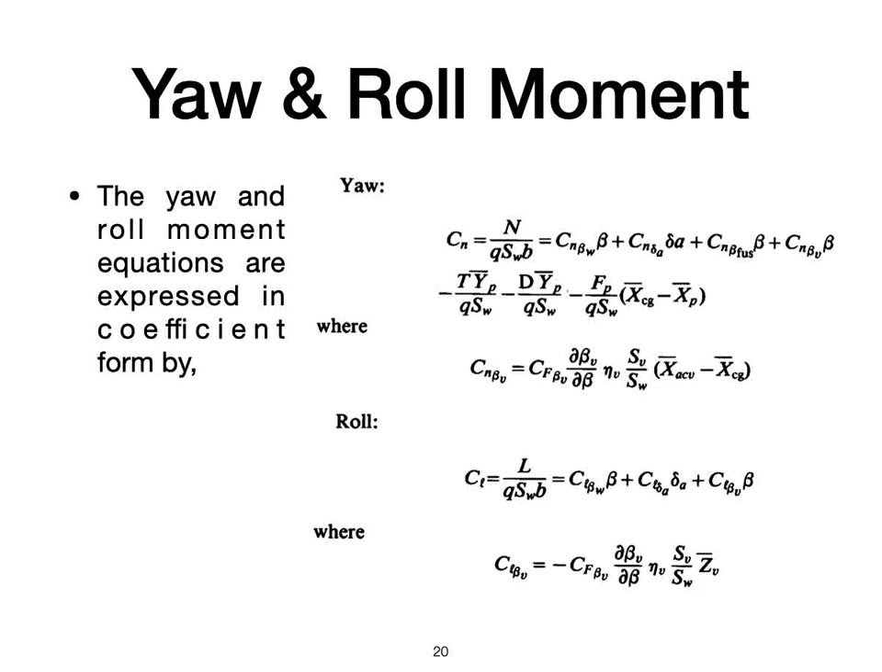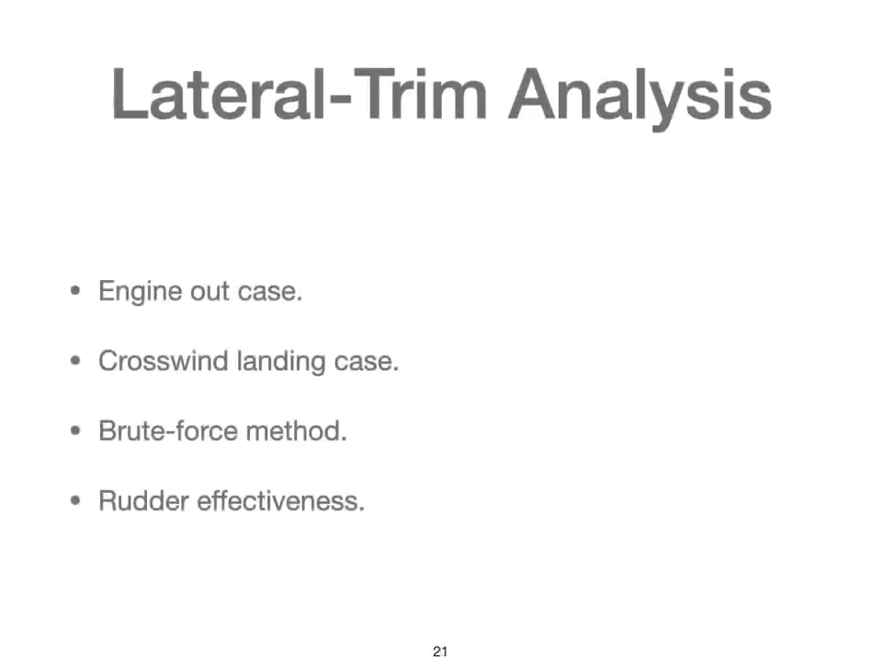So the yaw equation is given by the coefficient of yawing moment, Cn, and for rolling moment the equation is the coefficient of rolling, which is Cl. So Cn is equal to N by QSWB and Cl is equal to L by QSWB, which gives you the equation for yaw and roll moment.